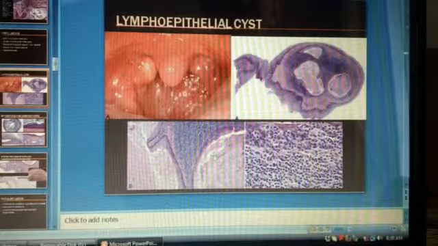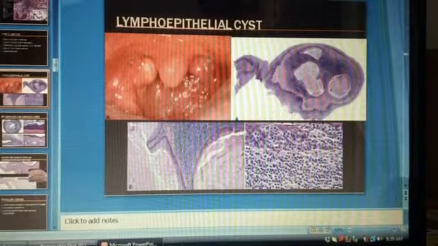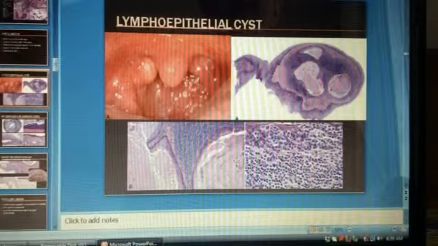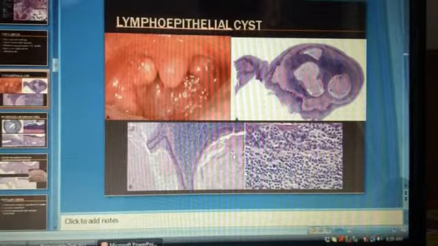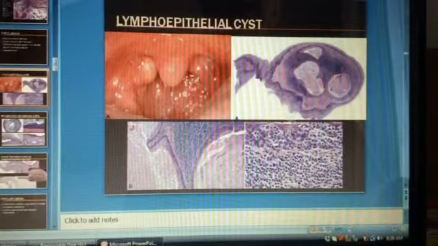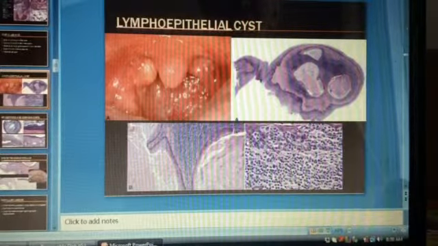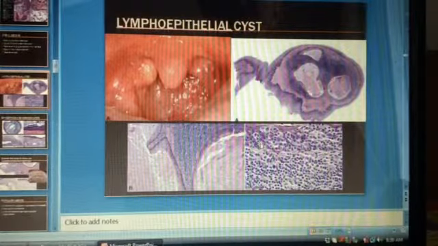These do tend to have more watery and less inflamed material. They don't tend to have bacterial or actinomyces type contaminants in them, and so we would call them a lymphoepithelial cyst rather than just a dilated tonsillar crypt.